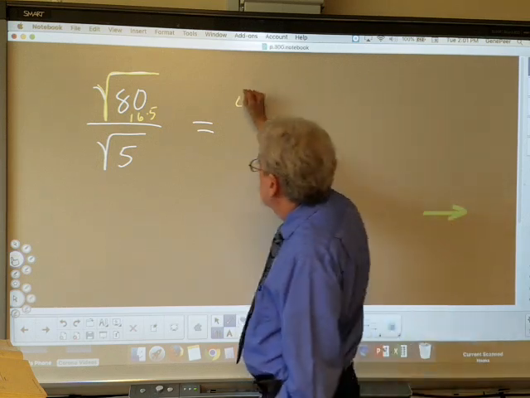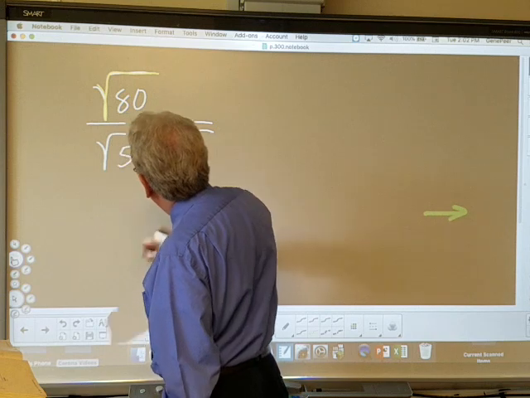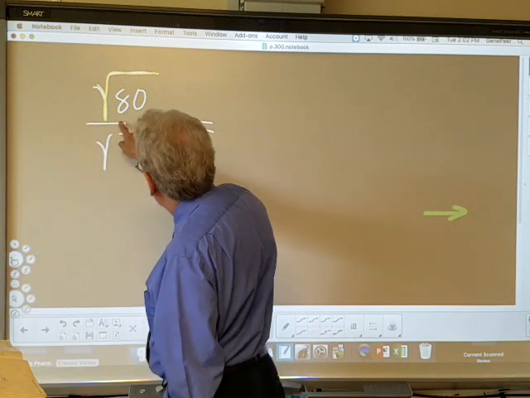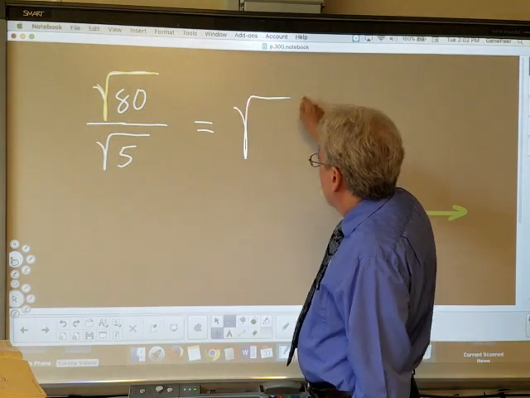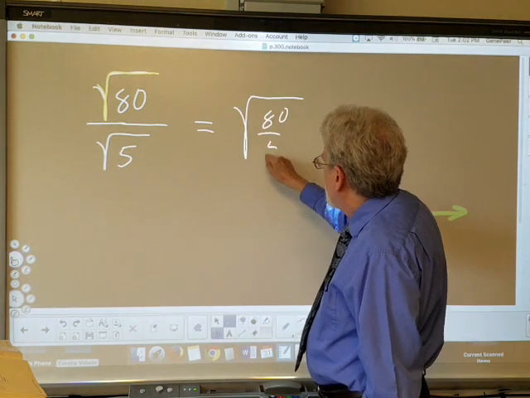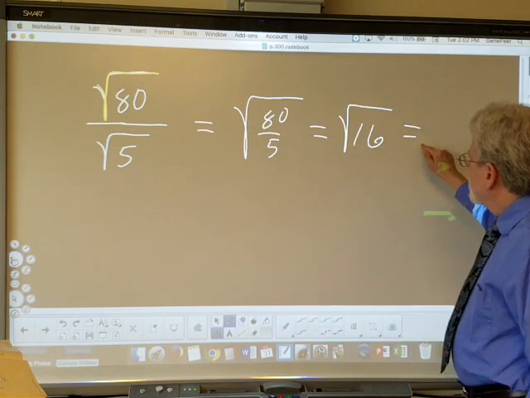The other way is this. Forget about the 16 times 5 stuff here. Let's go ahead and combine it as the square root of 80 over 5, which happens to be the square root of 16, which is 4.